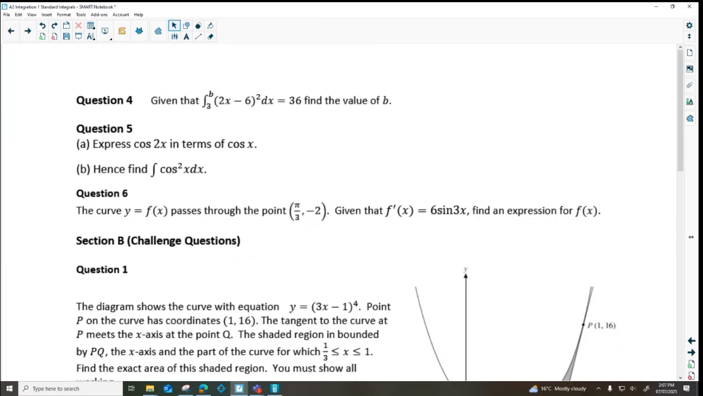Section B has more challenging exam standard questions, questions along the line in terms of their difficulty of the rest of the questions we've done here. So if you feel confident on integration, you do section B. If you feel that this lesson was quite tough, it's fair enough, it's not straightforward, it's fine for you to do section A.